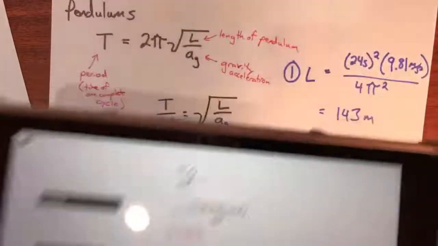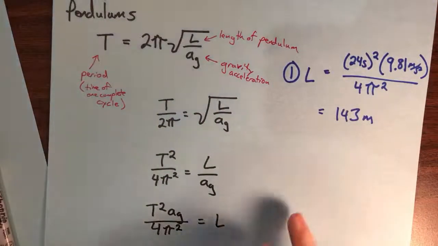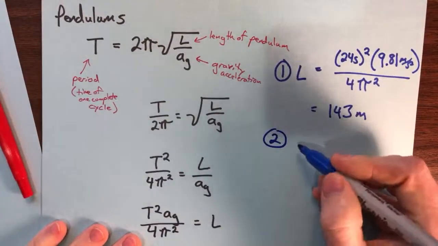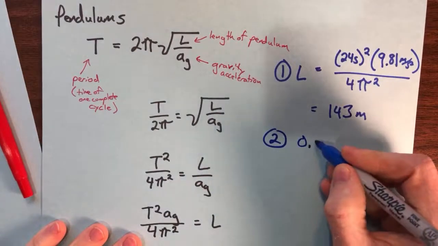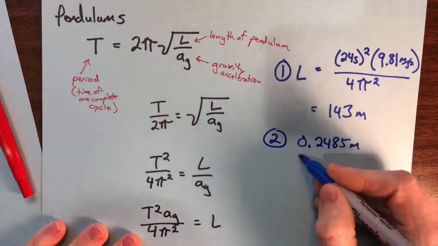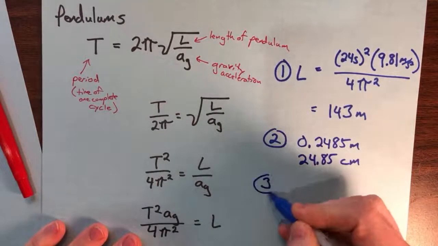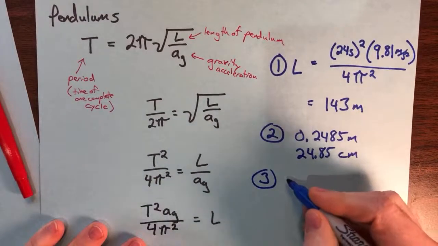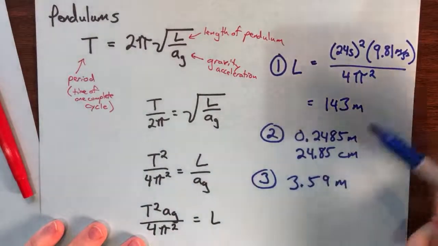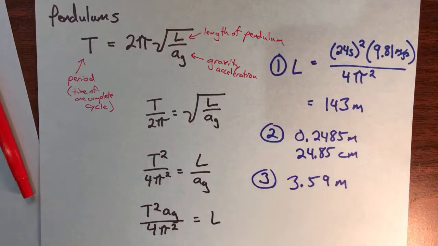I'm not even going to go through plugging in the numbers. You can plug in the numbers, and I'll just share the answers with you. For number 2, you should get 0.2485 meters, or if you want that in centimeters, 24.85 centimeters. Number 3 is going to be 3.59 meters. They're all the same kind of thing, plugging into this equation and just changing the period, and that's it. Okay, so questions on these.